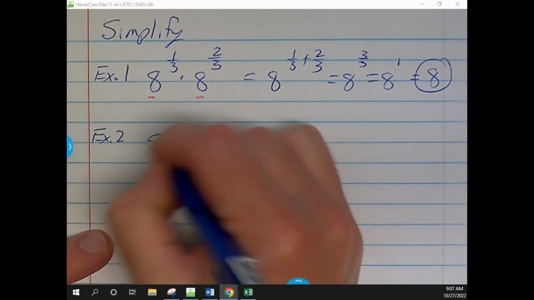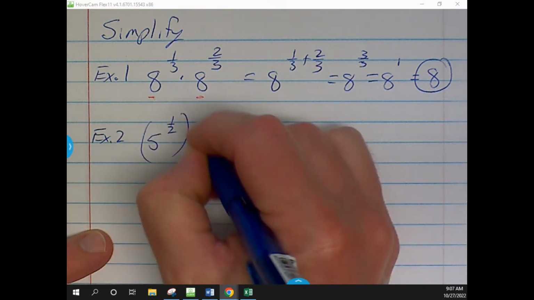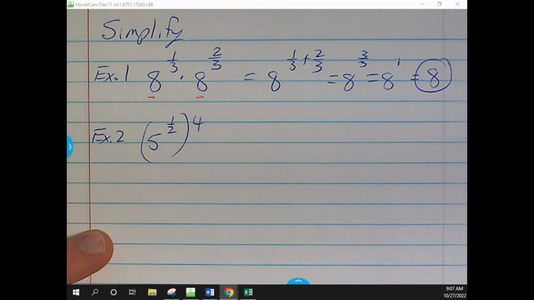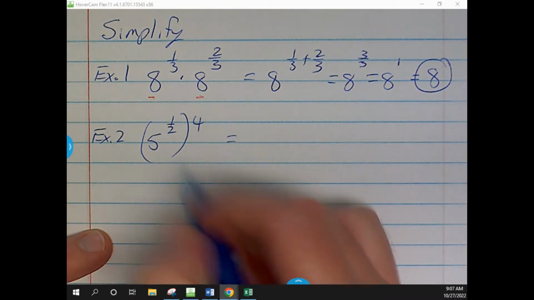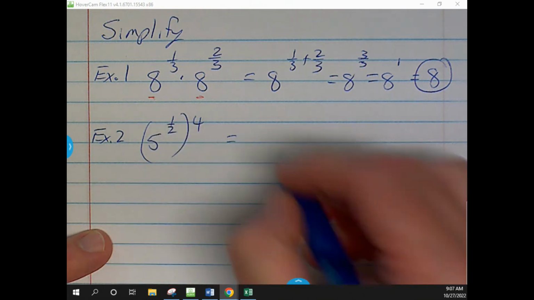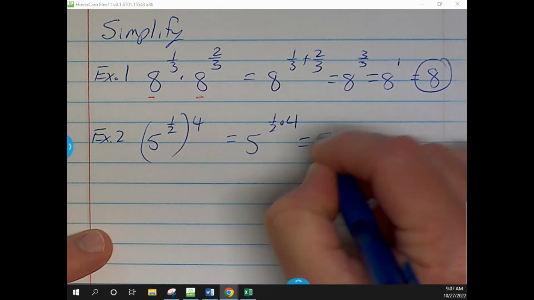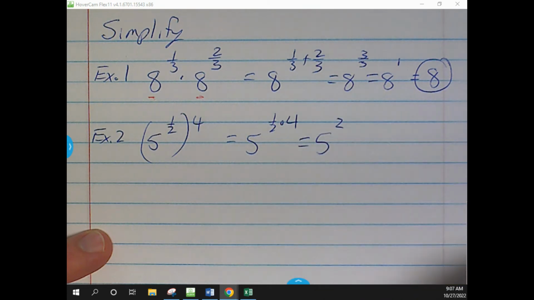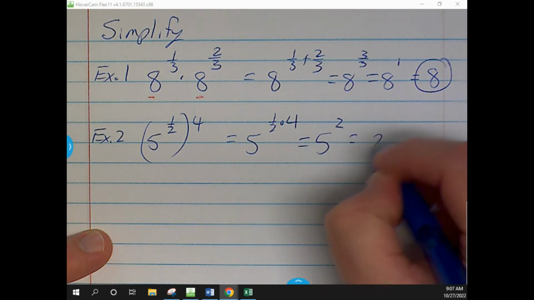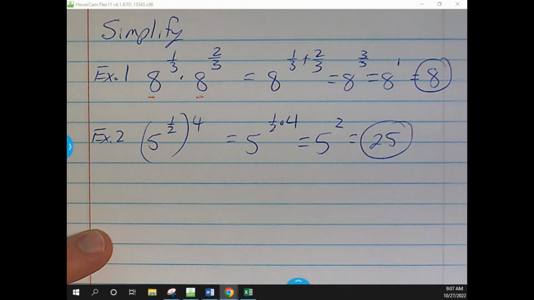All right, so let's say we got 5 to the 1/2 power to the 4th power. So in that case, we're going to do half of 4. If you do half of 4, that is just 2. And then 5 squared is 25. There you go.